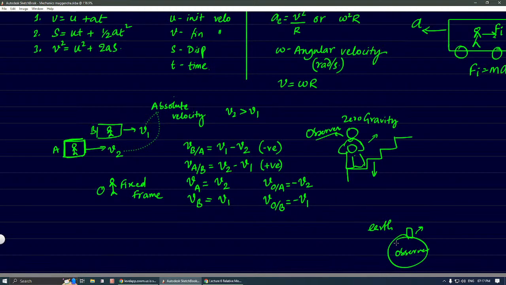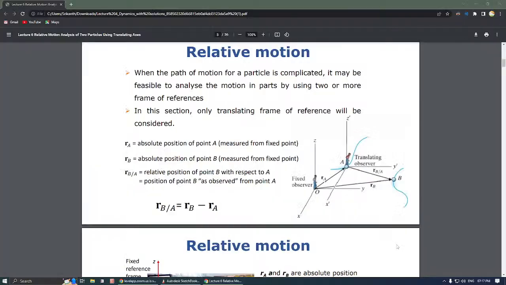I think the crux of it you have understood, but there is still some doubt about how to take it. So I think with problems we will be able to understand it better. Okay, so RA you understood now. RA is the absolute position of A with respect to the fixed reference.